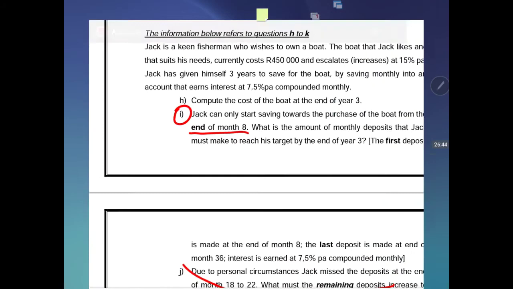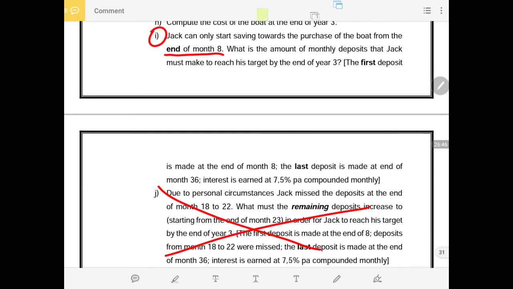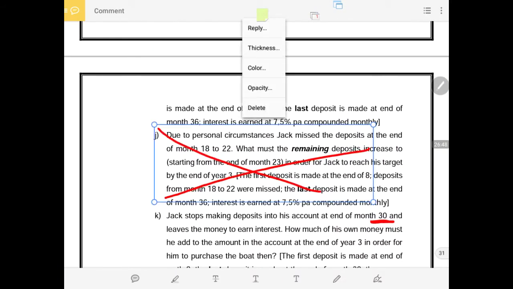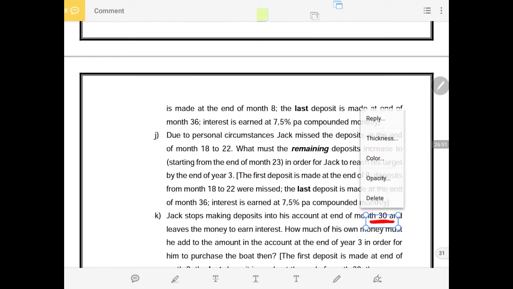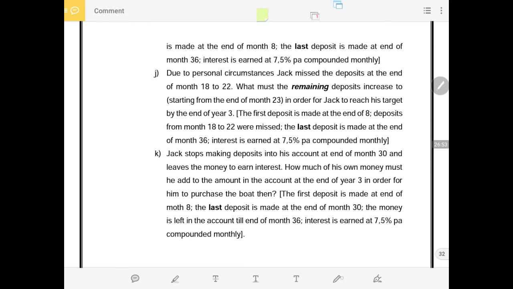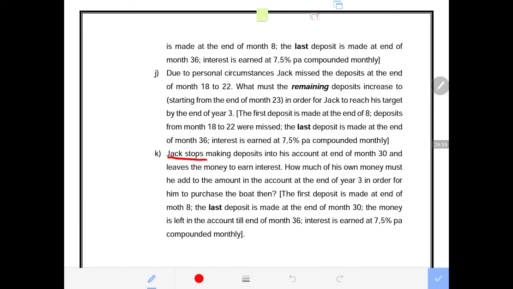Unless they can say to us then the payments from 18 to 22 were missed, but that is not the assumption. I'll just read further for you to get enough information on that. Jack stops making deposits into an account at the end of month 80 and leaves the money to earn interest. How much of his money must he add to the amount in the account at the end of year 3 in order for him to purchase the boat?